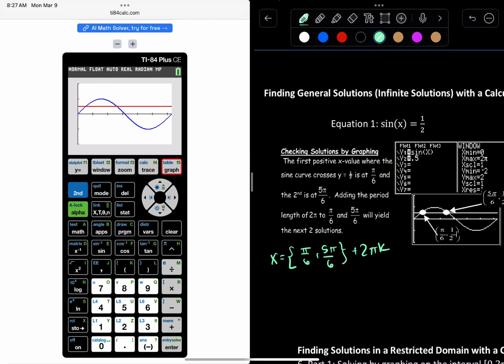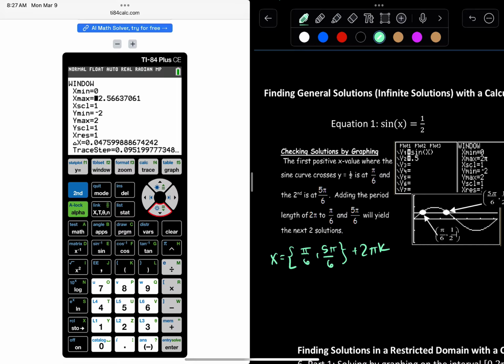So if we get a sketch of this, we can see that there are in fact 2 points where they intersect, which is the pi over 6 and 5 pi over 6. And then because sine is periodic, we know that this will also repeat for infinity. So if I expand my window to 4 pi, I should see 4 solutions. And then at 6 pi, we'll see 6 solutions, okay? And this goes on forever and ever and ever.